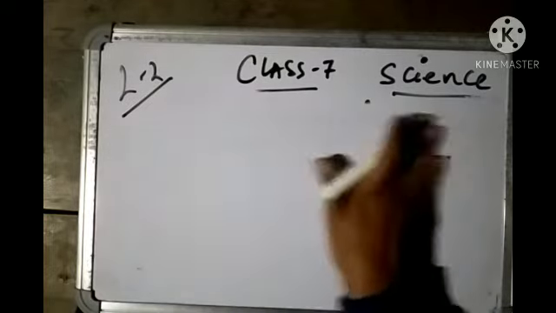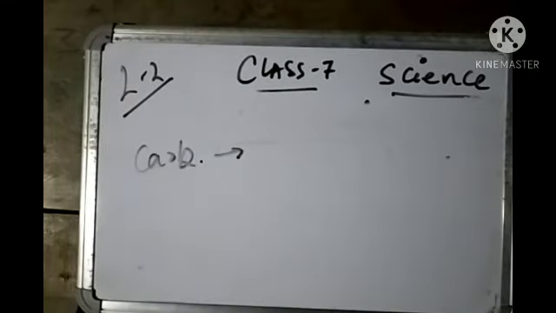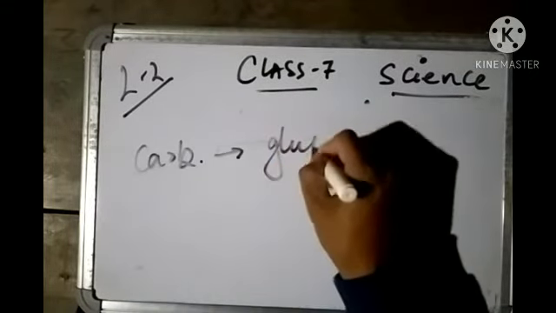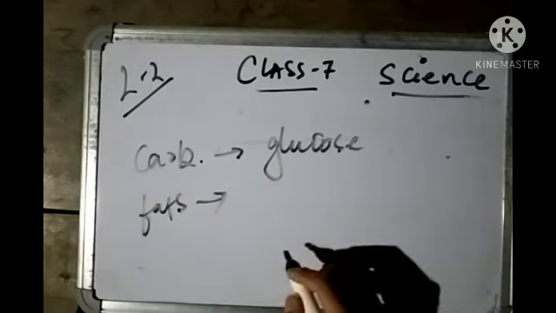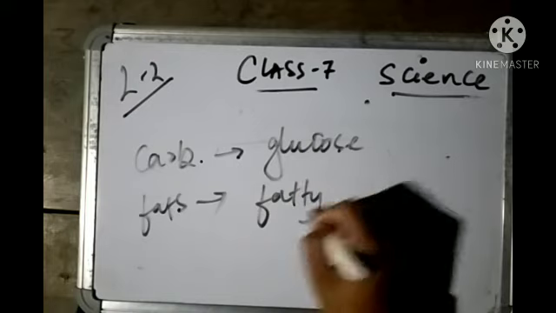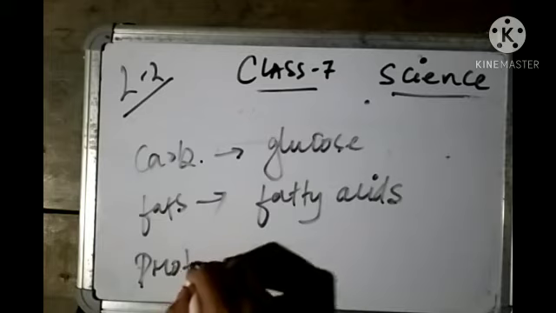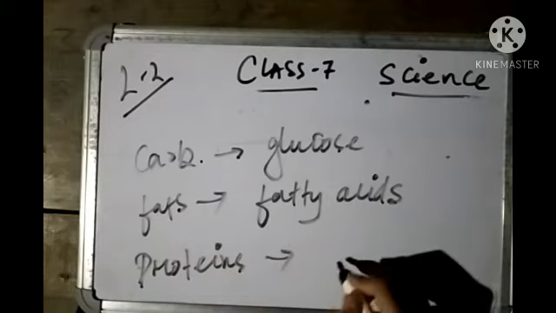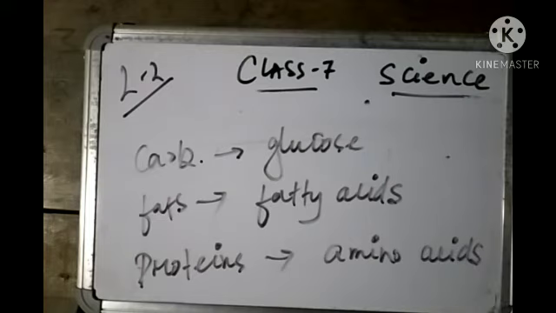Digestion: carbohydrates are converted into simpler sugars such as glucose. Fats are converted into fatty acids. Proteins are converted into amino acids. So digestion in humans means the breaking down of complex substances into simpler substances. Complex substances are carbohydrates, fats and proteins.